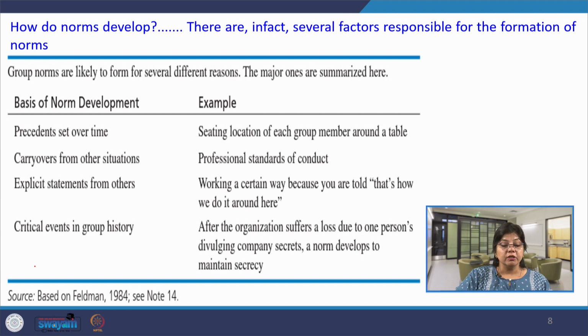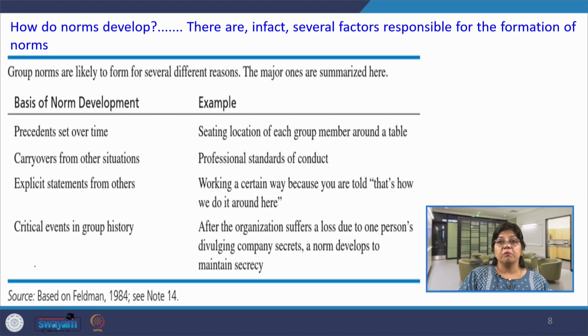Carryovers from other situations, that is professional standards of conduct. For example, following a dress code. This is a professional standard of conduct. Another can be that in multinational corporations, every employee would punch the card in order to mark their attendance. So, this is a carryover from other situations, that this is how a professional standard of conduct is performed every day and every time at workplaces.